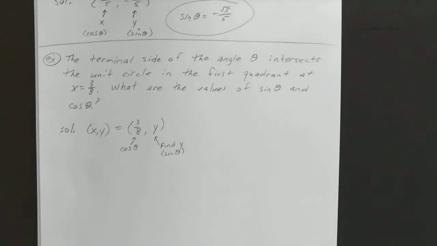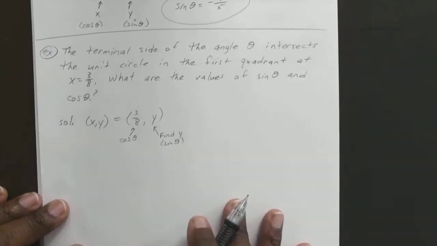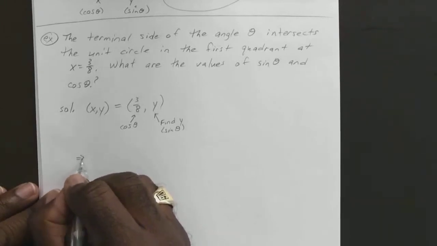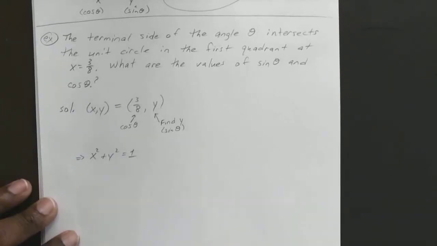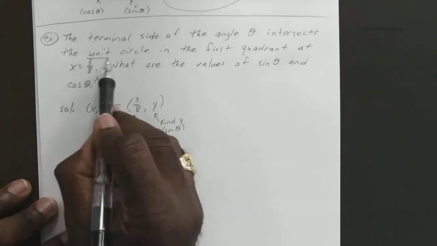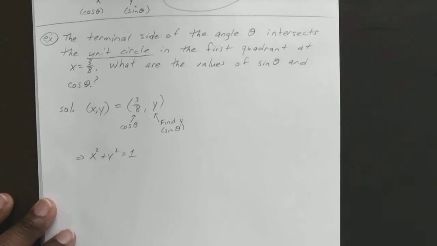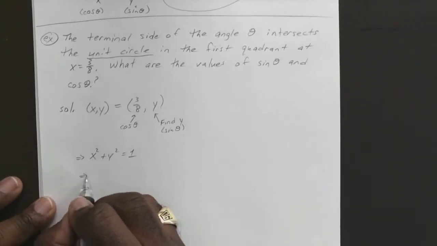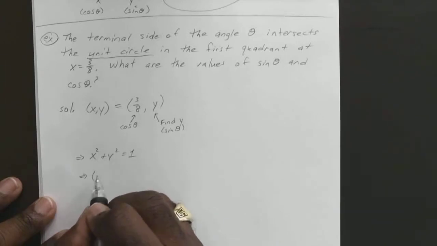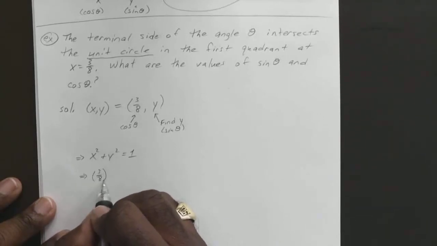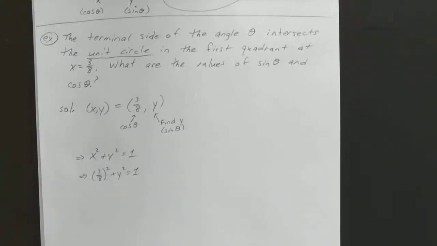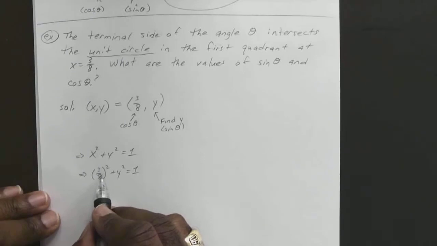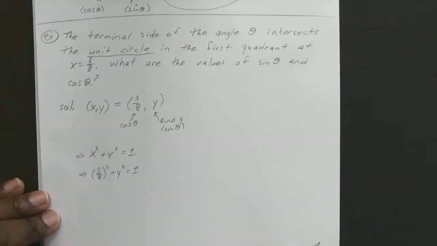Okay. So we can do that just using our x squared plus y squared equals 1. And I'll put that underneath it. So x squared plus y squared equals 1. And we know we can use that because they already told us it's a unit circle. Okay. So that's 3 over 8 squared plus y squared equals 1. And you can solve it here, or you can move it over and solve it. Completely up to you.